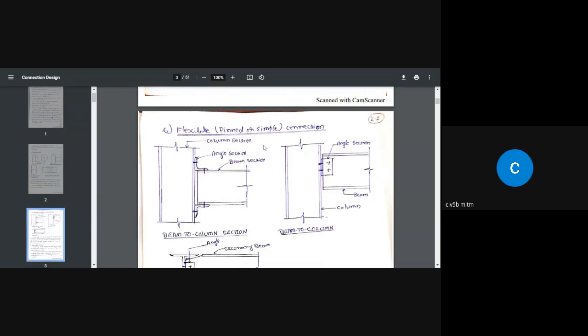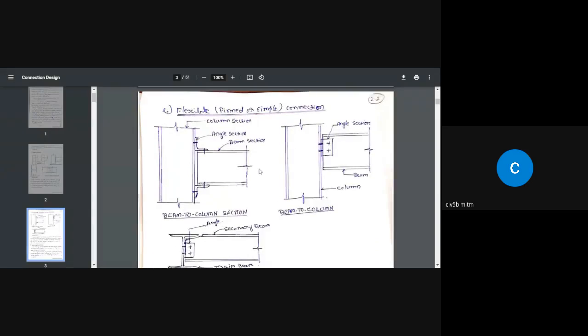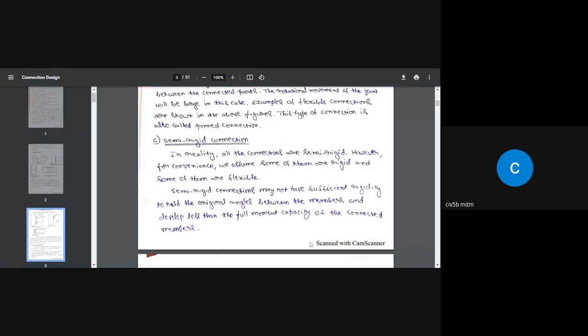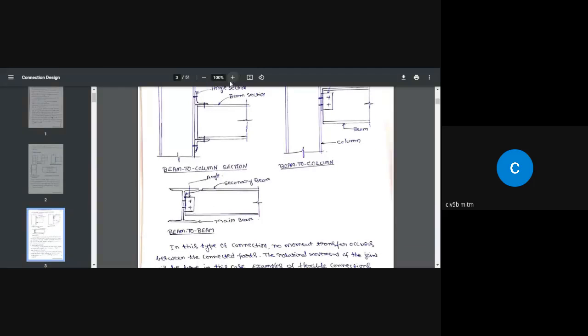But in the case of rigid connections, they are going to transfer both reactions, that is load, as well as the moment. So these are the examples of flexible connections. Then comes the semi-rigid connection. Again, a semi-rigid connection is going to be like this only.